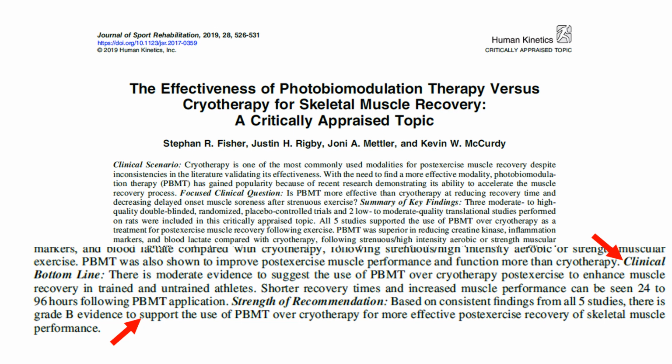So a few more studies to indicate here the effectiveness of photobiomodulation versus ice for skeletal muscle recovery. And in this one, they show that there is grade B evidence to support the use of photobiomodulation over cryotherapy for more effective post-exercise recovery of skeletal muscle performance. In other words, it is superior after activity, superior to apply laser instead of ice.